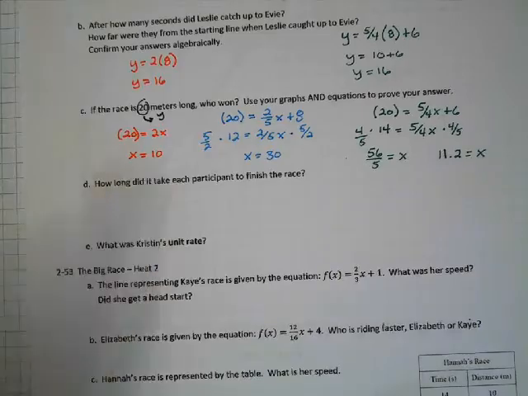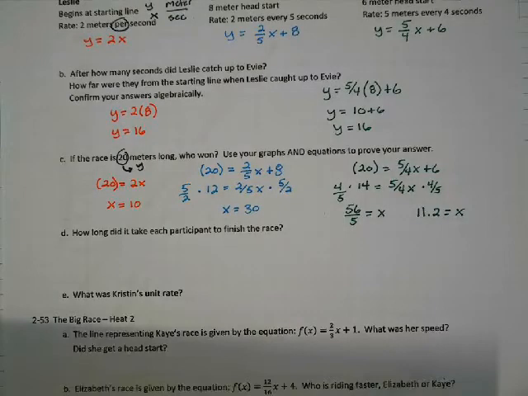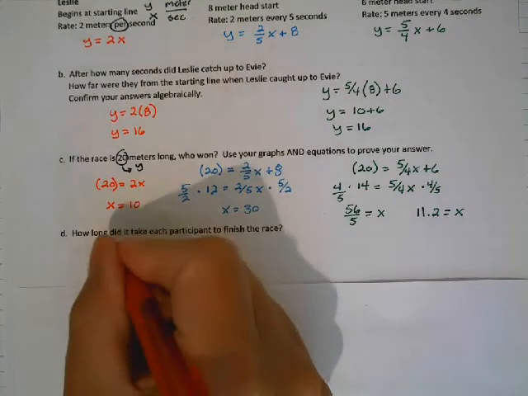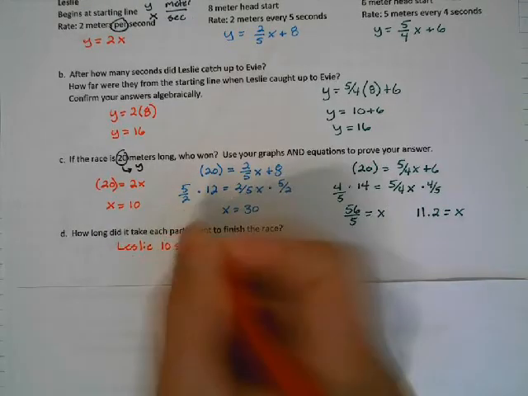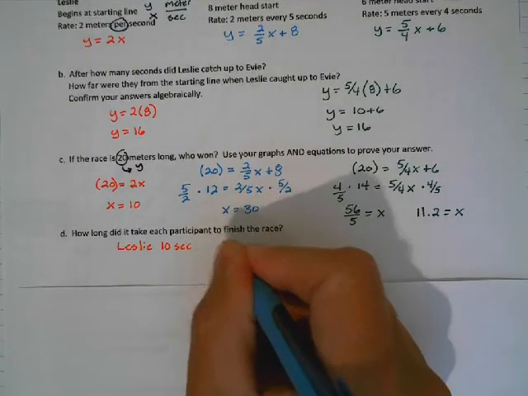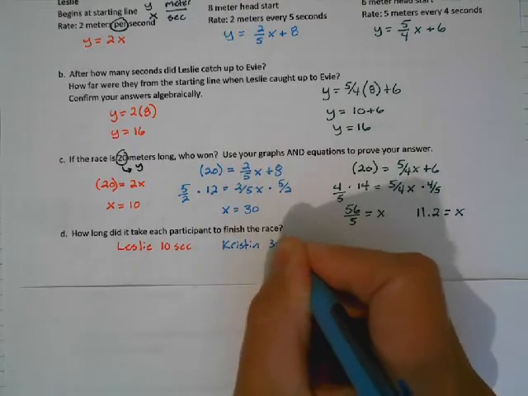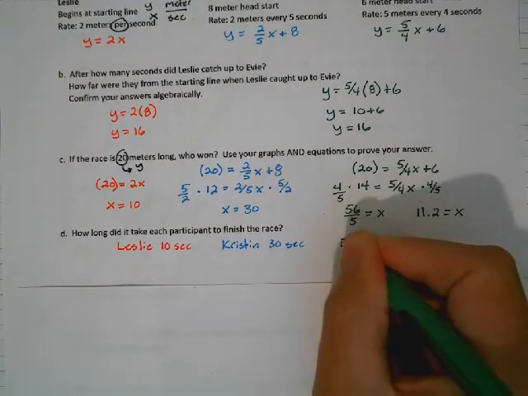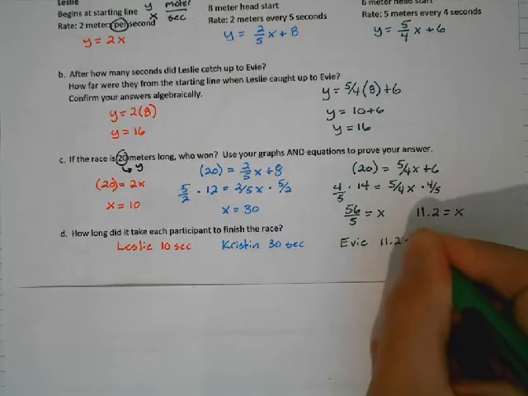That's the fastest person. So how long did it take each person to finish off the race? Well, we now know that it is Leslie with 10 seconds. We know that it is Kristin with 30 seconds. And we know that it is Evie with 11.2 seconds. So we got a winner here.